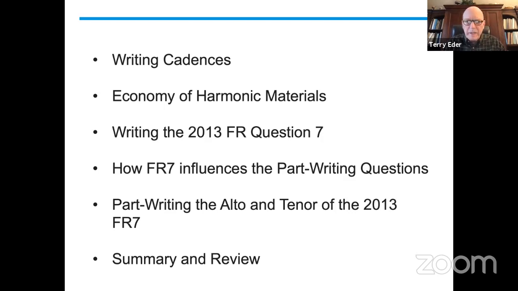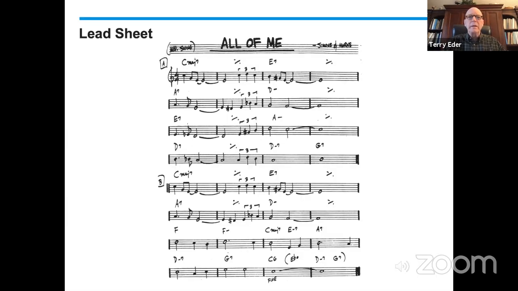How FR7 influences our part writing questions we'll talk about. And of course, we're going to part write the alto and tenor of the 2013 FR7, because actually when you harmonize the melody, typically what's asked is just the bass line and the harmonies. You don't have to write the alto and tenor, but in our world this year, we're going to write the harmonies by finishing out the alto and tenor voices as well. And then we'll have a little summary and review at the end. So let's talk about this.